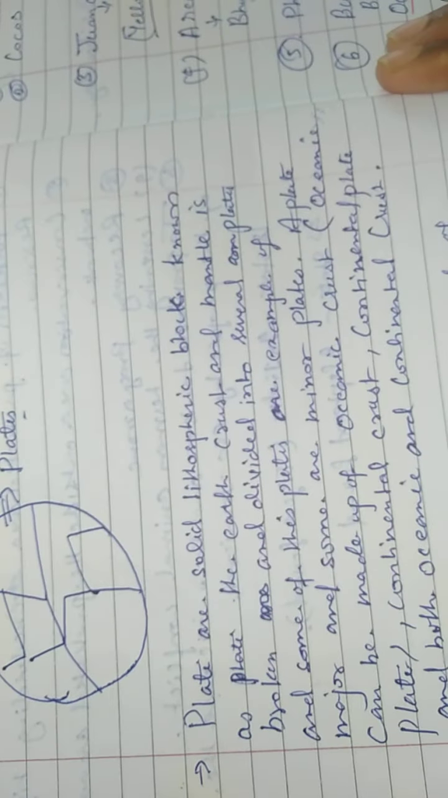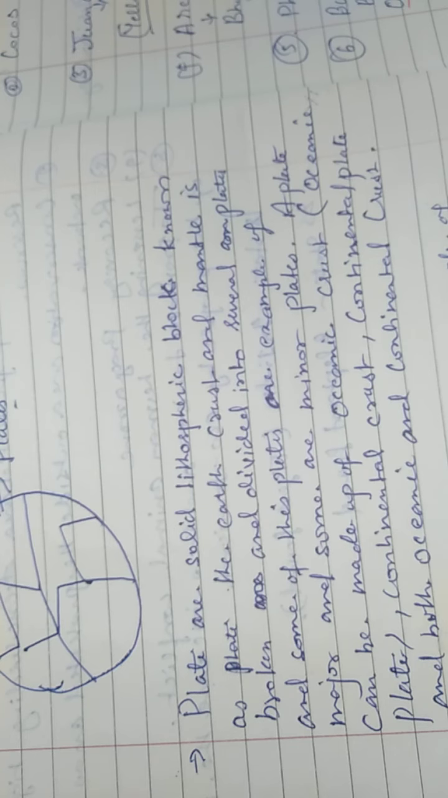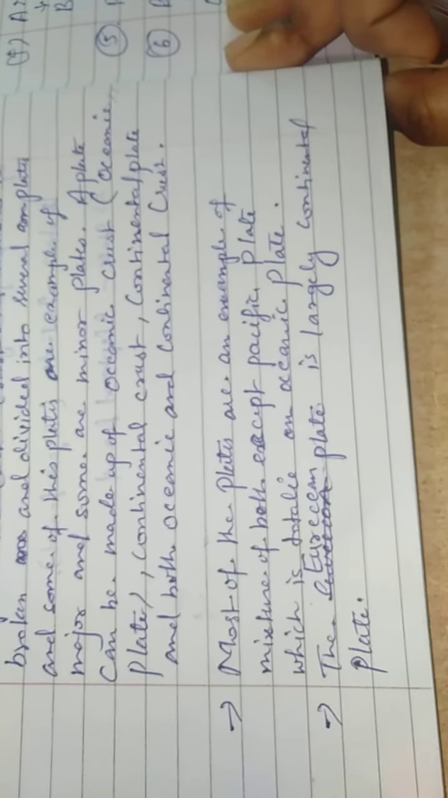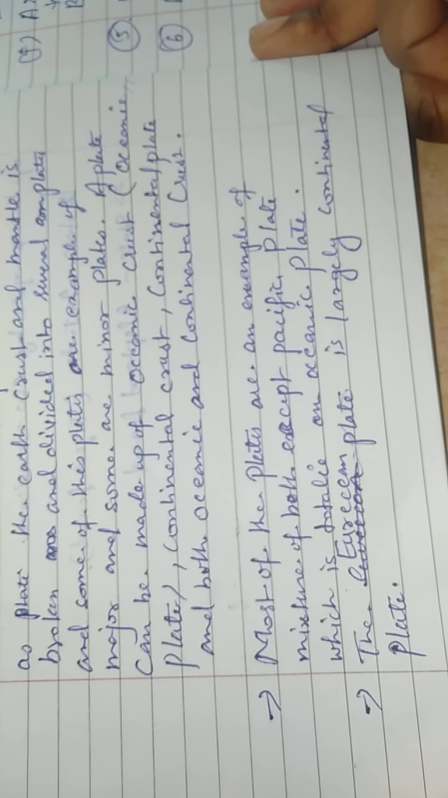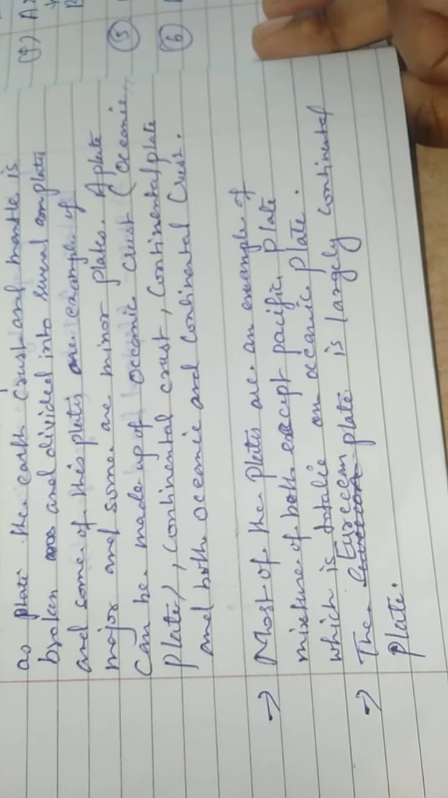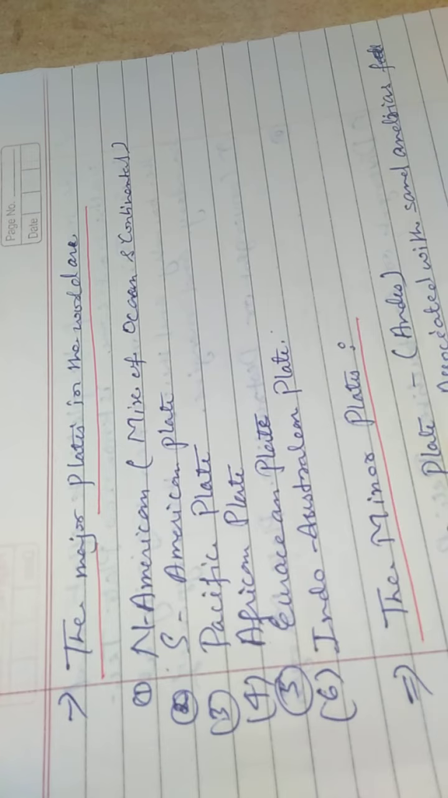Plates can be made of oceanic crust, oceanic plate, continental crust, continental plate, and both oceanic and continental. Most of the plates are a mixture of both, except the Pacific plate, which is totally an oceanic plate. The Eurasian plate is largely a continental plate. The major plates in the world are the North American plate, a mix of ocean and continental, South American plate, Pacific plate, African plate, Eurasian plate, and Indo-Australian plate.